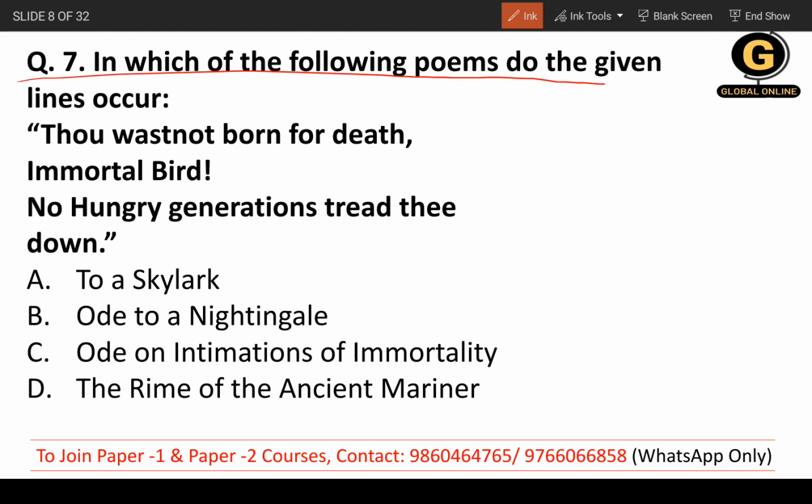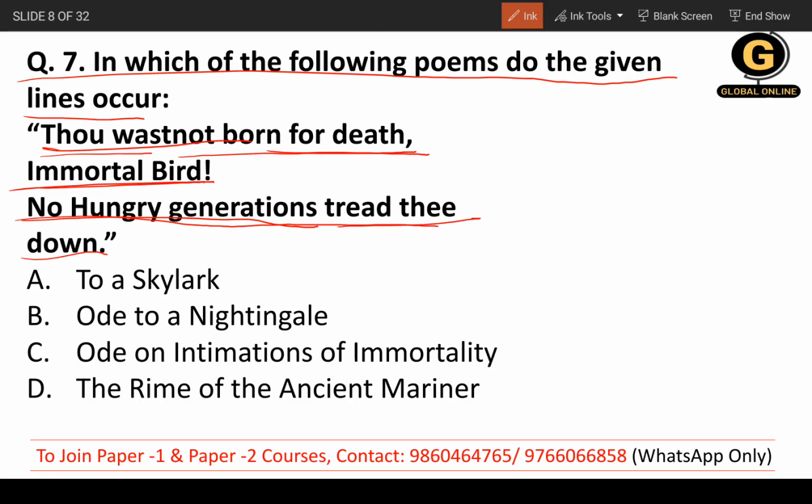Let me tell you more about the other questions. In which of the following poems do the given lines occur? Thou wast not born for death, immortal bird, no hungry generations tread thee down. Okay, so here's a line and you need to find out from which poem it was taken. Whether it's To a Skylark or Ode to a Nightingale or Intimations of Immortality or The Rime of the Ancient Mariner. Do think about it.